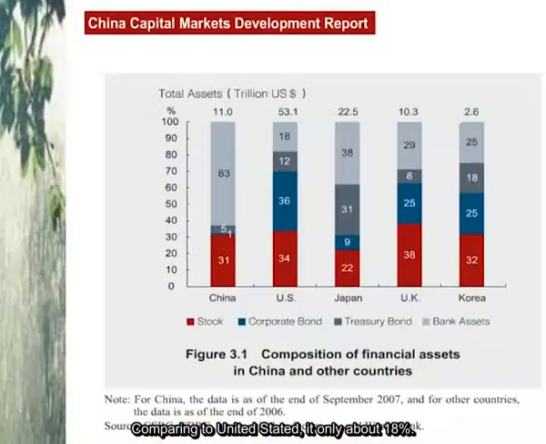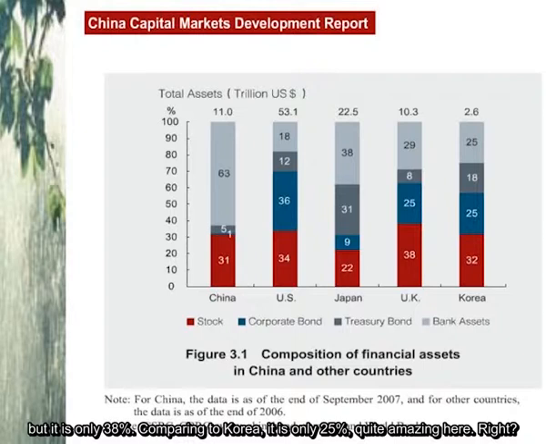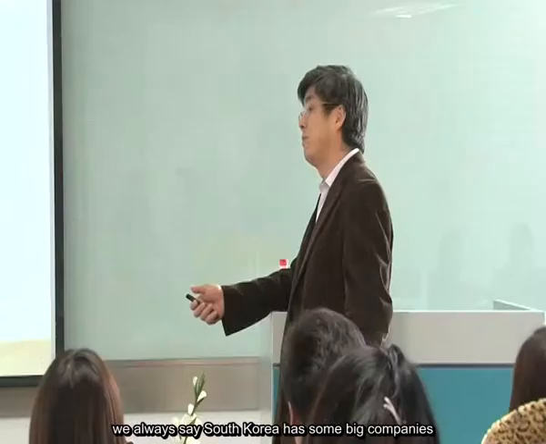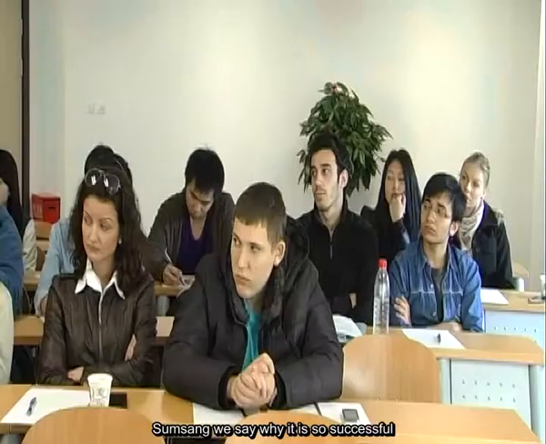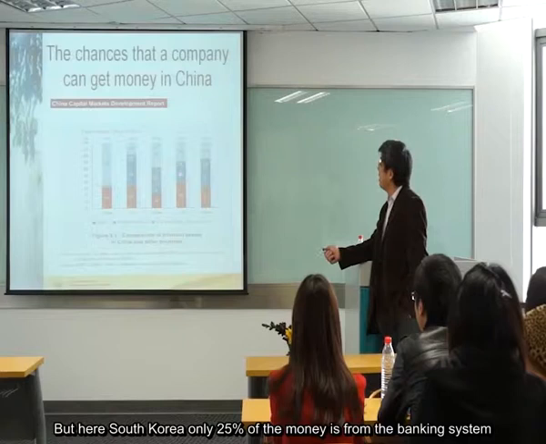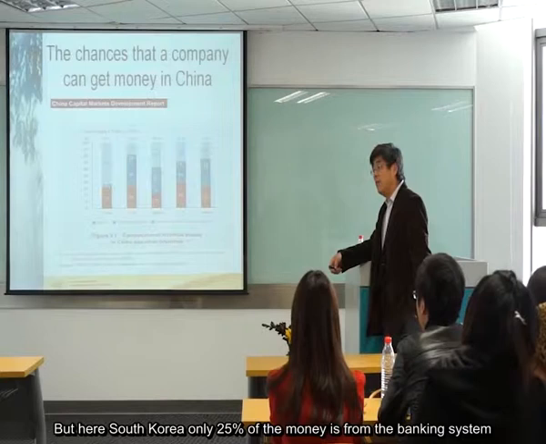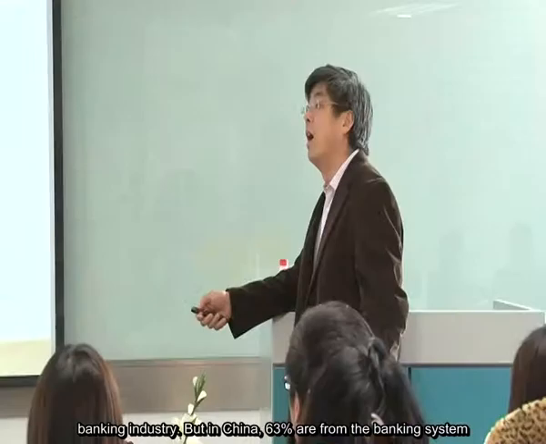Compared to the United States, it's only about 18. Japan, in tradition, is quite heavily influenced by banks, but it's only 38. Korea is only 25. Quite amazing, right? When we talk about South Korea, we always mention big companies, for example Samsung. Why is Samsung so successful? Because the government gave Samsung a lot of money through the banking system. But in South Korea, only 25% of the money is from the banking industry, while in China, 63% is from the banking system.